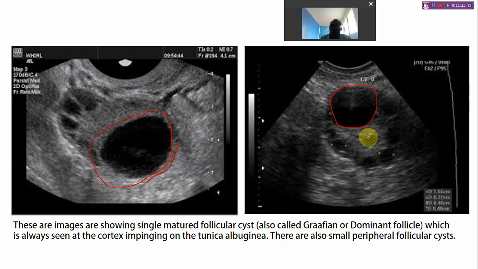Same, you can see the ovaries in the medulla. The ovaries in the medulla here. In the medulla. So these are at the cortex. These follicles are seen at the cortex.